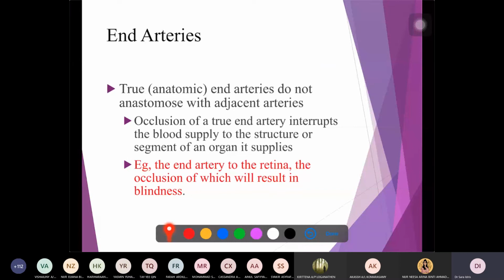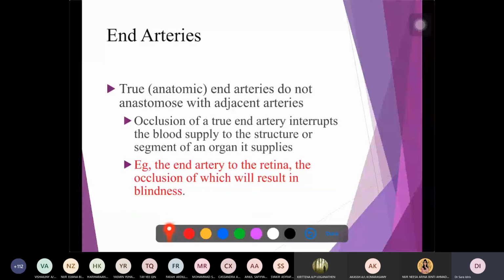All right, and then end arteries. End arteries are arteries that do not anastomose with adjacent arteries. So if you have occlusion of a true end artery, that will interrupt the blood supply to the structure or the segment of organ it supplies. So you have end arteries all over your body, and if you have any problem with that artery, then that's it for that structure.